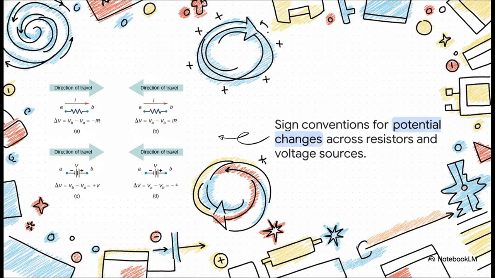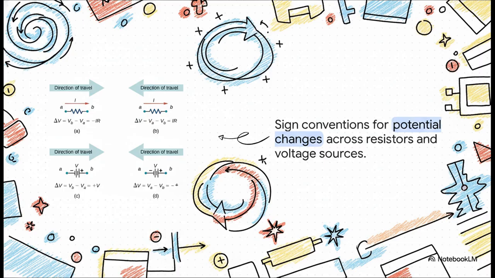Now, the one place people get tripped up is getting the signs right when applying the loop rule. This diagram is your best friend. Burn it into your brain. When you trace a loop and go across a resistor in the same direction as your assumed current, the potential drops, so you write down negative IR. If you go against the current, it's a gain, so it's positive IR.